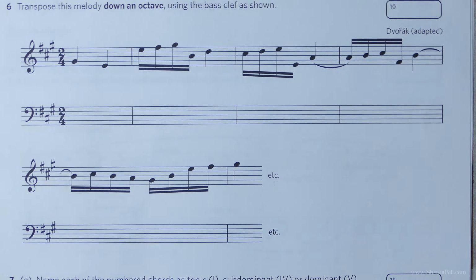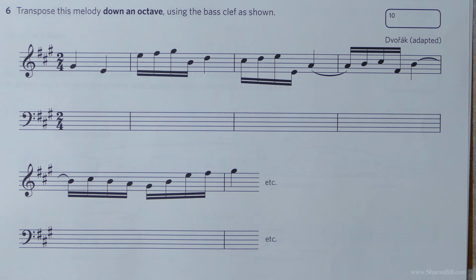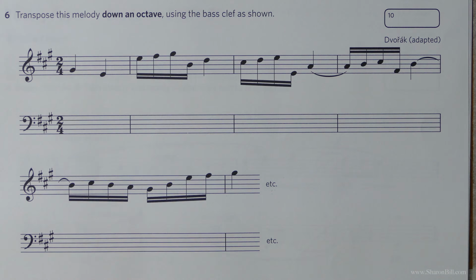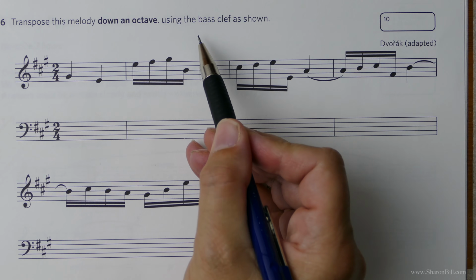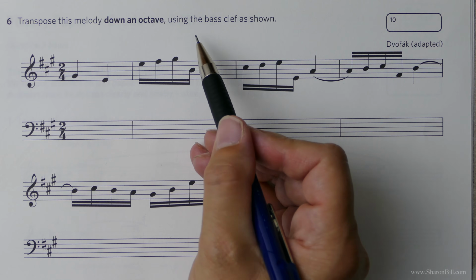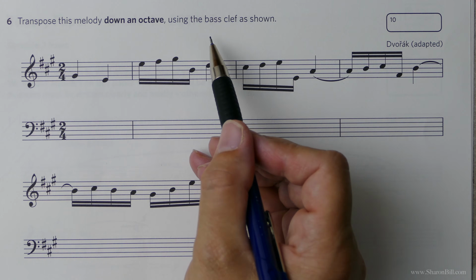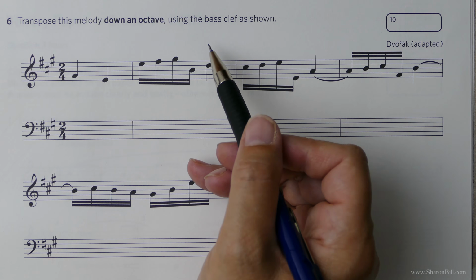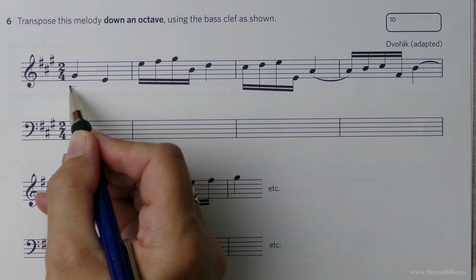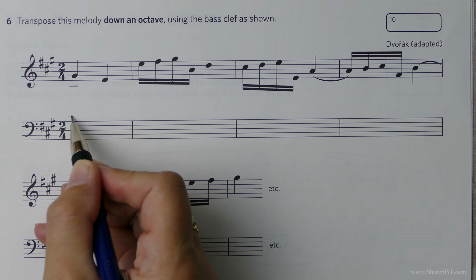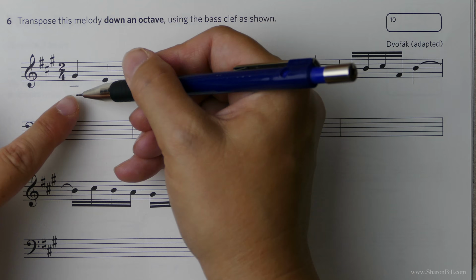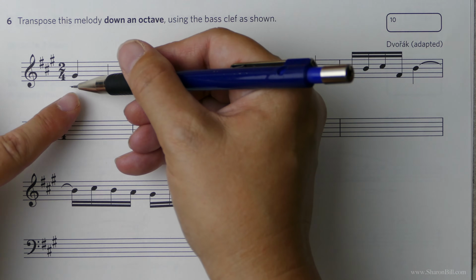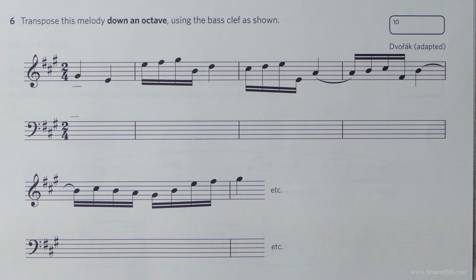Let's turn over the page, and we're now going to page 17. Question 6. So we're asked to transpose this melody down an octave, so we're changing the pitch and we're changing the clef to the bass clef as shown. However, we still need to keep middle C as our anchor point to make sure that we don't end up in the wrong octave or go the wrong way. So middle C is here in the treble clef, middle C is here in the bass clef. It's as if they meet in the middle. The treble comes down, the bass comes up to meet in the middle.